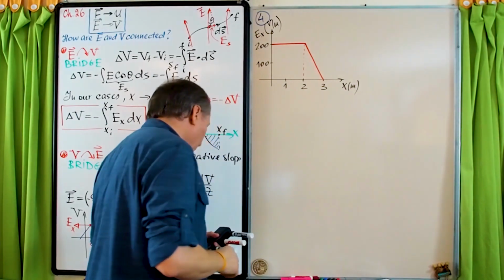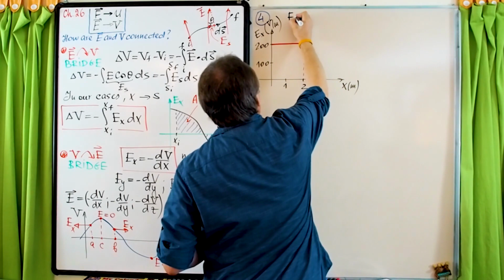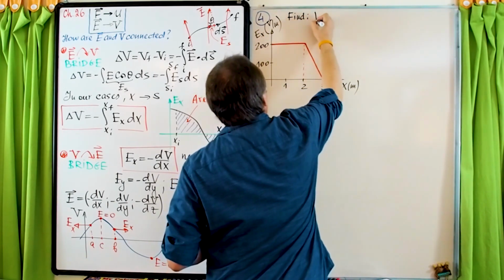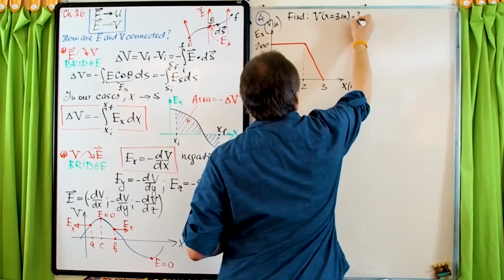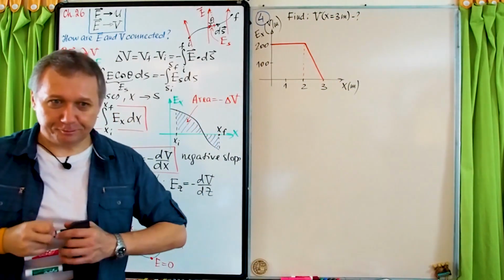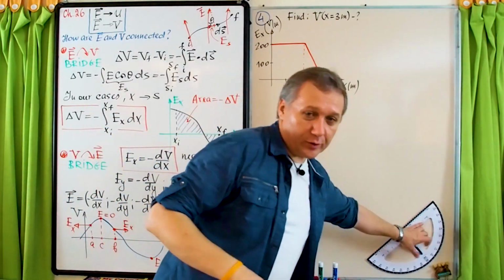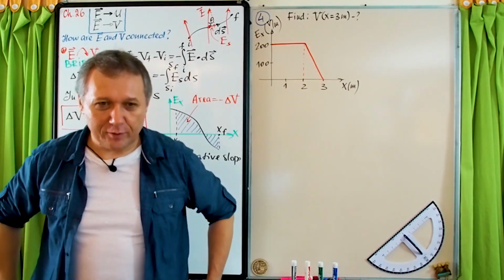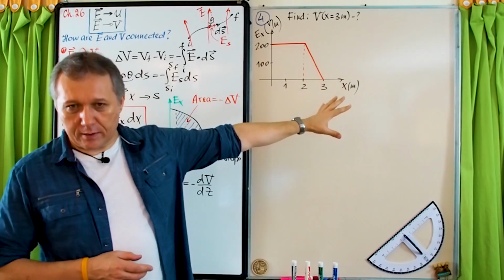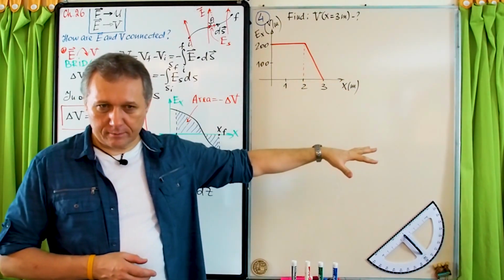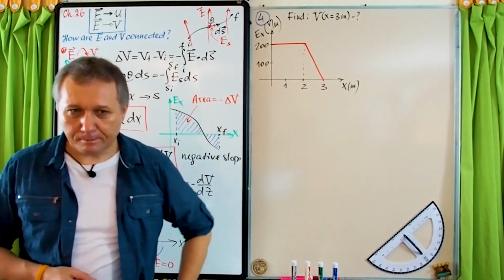And we need to answer the question. Let me write: find V at x equals 3 meters. Let me ask you, as much as I can. Again, during the normal semesters, all these questions really go to students. If I leave the problem like this, with nothing else added, will we be able to find the value of the electric potential at 3?